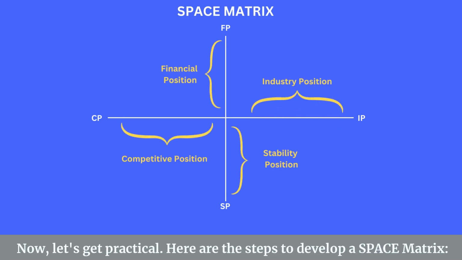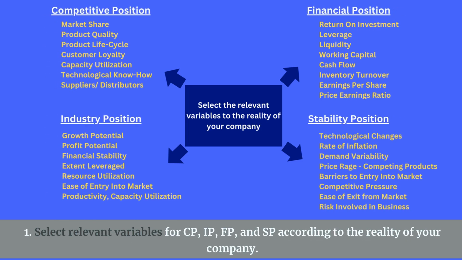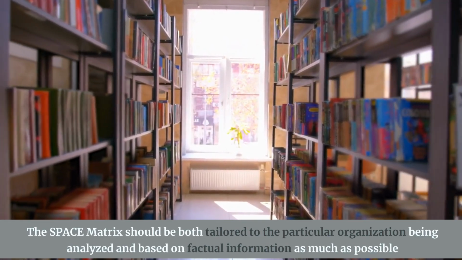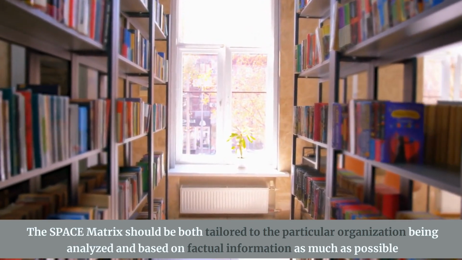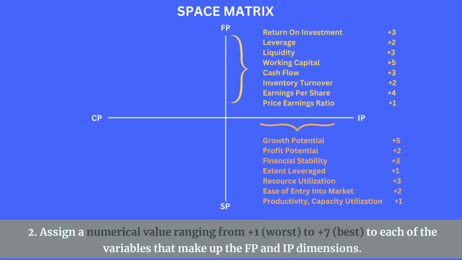Now, let's get practical. Here are the steps to develop a space matrix. 1. Select relevant variables for CP, IP, FP, and SP according to the reality of your company. The space matrix should be both tailored to the particular organization being analyzed and based on factual information as much as possible. 2. Assign a numerical value ranging from +1, worst, to +7, best, to each of the variables that make up the FP and IP dimensions.